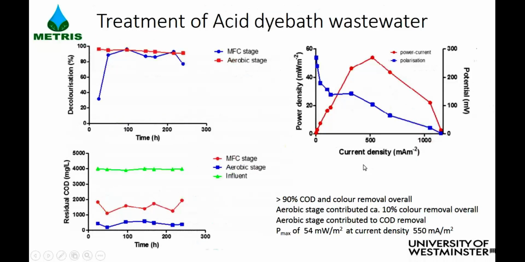When it comes to the real wastewater stream, we also see high efficiency in terms of color removal and high efficiency in terms of COD removal. In this case, the aerobic stage contributed somewhat to the removal of color. The aerobic stage also here contributed to the reduction in COD, and the power density was slightly higher, 54 compared to the synthetic wastewater, and the current density was much higher, around 550 compared to 200 milliamps per meter squared for the synthetic wastewater stream.